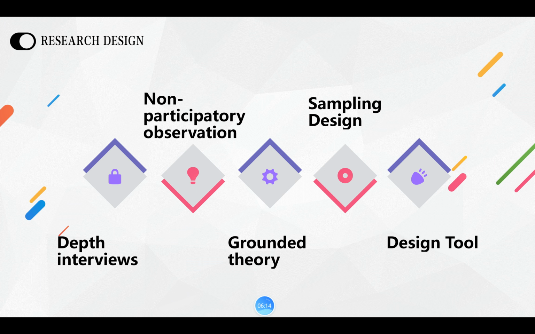Number 4, sampling design. A stratified form of sampling will be used because the populations are known to be second-year English language students in different universities in China and their teachers.